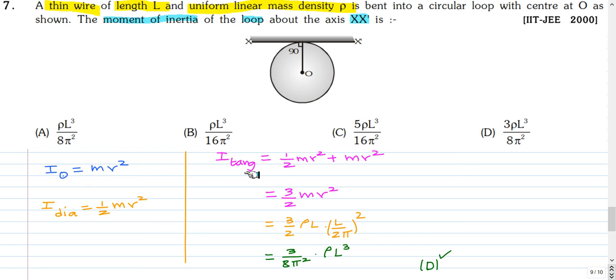I about the tangential axis, which is xx prime, is moment of inertia about center of mass, that is half mr square, plus m into the distance between the two axes, that is this distance, which is r, so mr square. So it is 3 by 2 mr square, and m is related to the linear density as rho into L. Rho is the linear density and L is the length of the wire, and radius is related to the length of the wire as L by 2 pi. So simplifying we get this expression. So the correct option is option D.